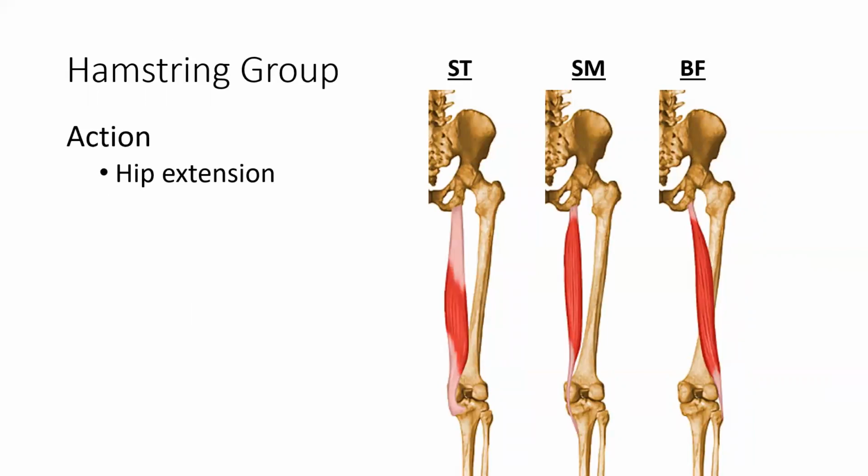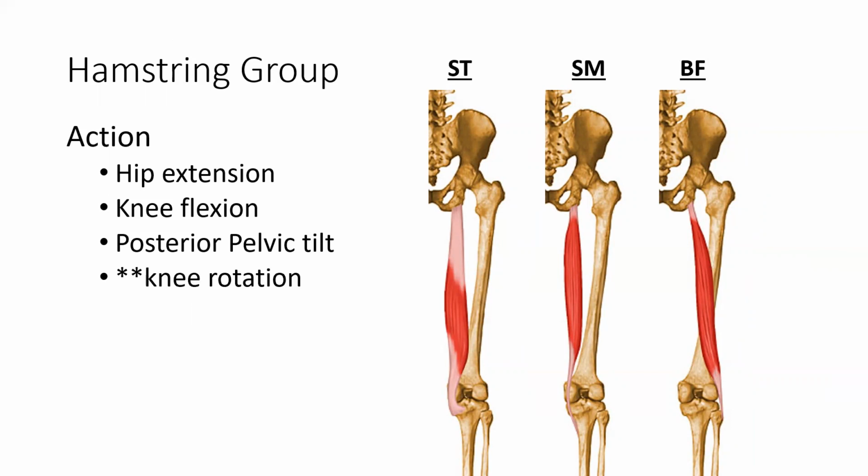Their actions here are hip extension. They'll be a synergist to Gluteus Maximus and Adductor Magnus for hip extension. They will cause knee flexion. They are primary knee flexors, and they can be a synergist for posterior pelvic tilt or hip extension from closed chain. And they can contribute to knee rotation.